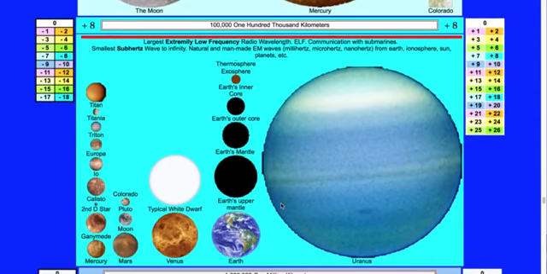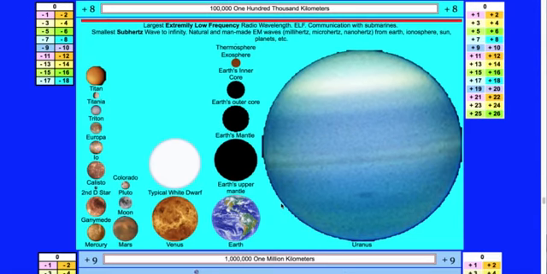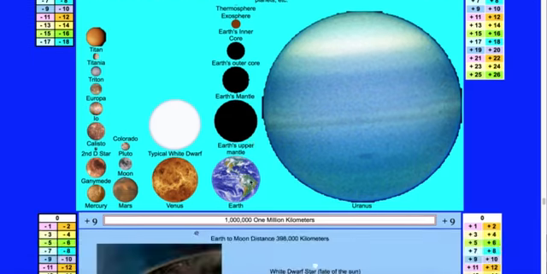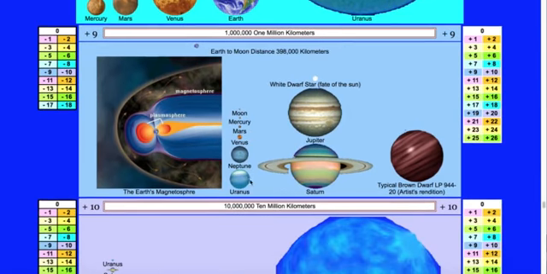Okay. So number 8, 100,000 kilometers. You got the Earth, Venus about the same size, all the other planets. And then if you go even more, you can see the Earth with the aura around Earth is about the same size as Saturn.